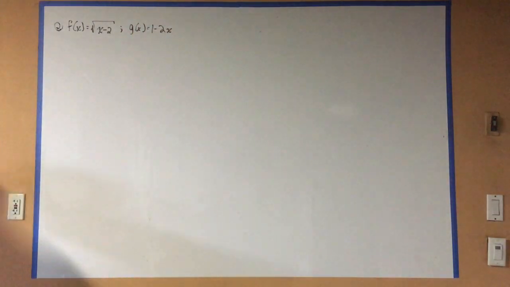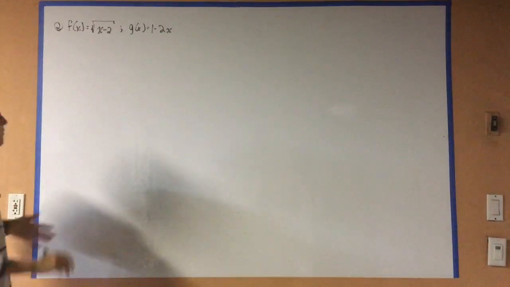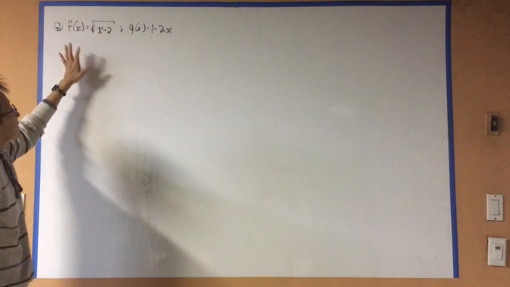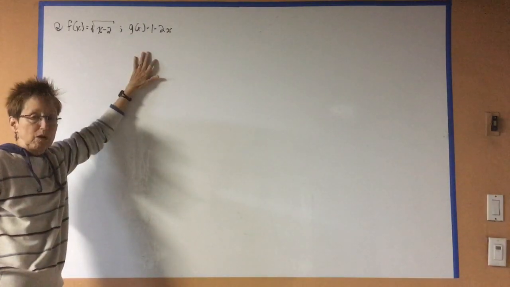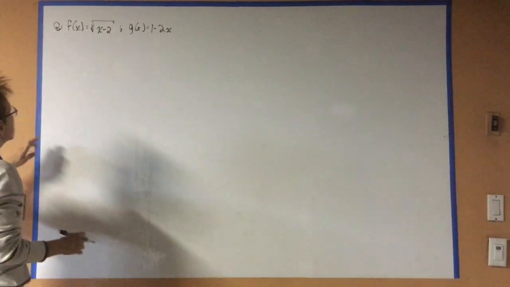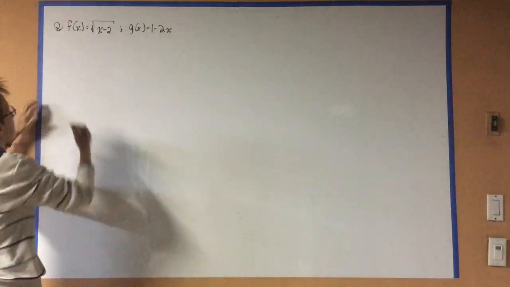So there's my two functions, same questions. So they want me to figure out f of g of x and then g of f of x. I'm going to go figure out the domain of each one of these as well, because I know that's going to play a part in my final answer for the domain of the composite functions. So let's look at this one in terms of domain.